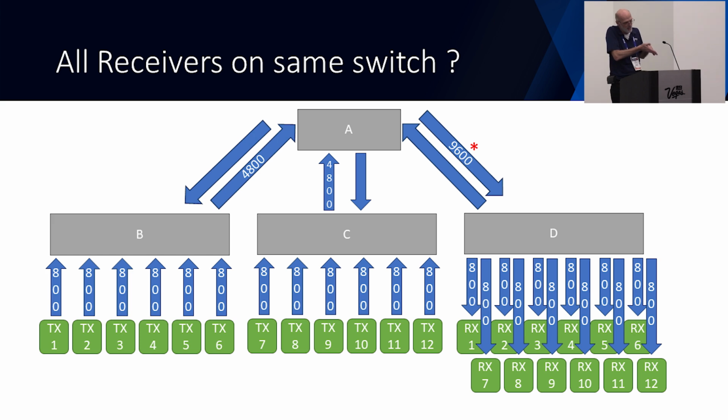4.8 gigabit per second is going into A. And then from C, there's 4.8 gigabit going into A. And then all of that gets added and sent to D. Right? So how you decide to position your devices on your network, you have to take that into consideration.